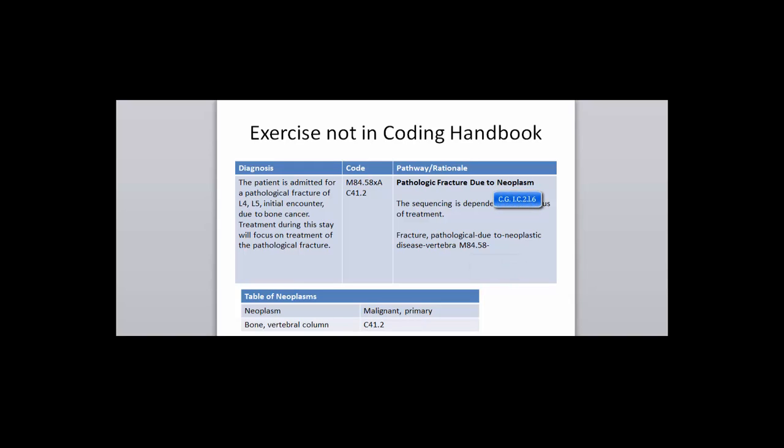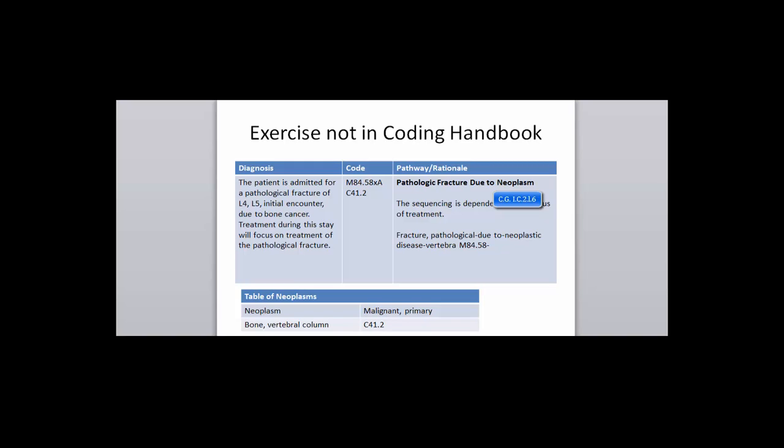Here's another exercise not in your coding handbook. The patient is admitted for a pathological fracture of L4-5, initial encounter, due to bone cancer. Treatment during this stay will focus on the treatment of the pathological fracture. That documentation is important because our coding guidelines tell us that the sequencing is dependent on the focus of treatment when you have a pathological fracture due to a neoplasm.